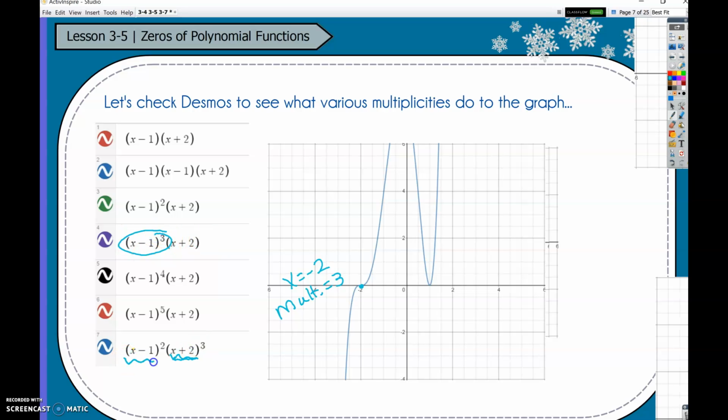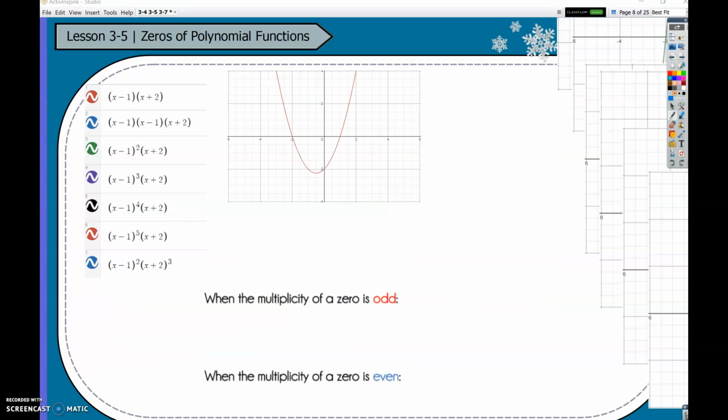But then we also have at x equals 1, our multiplicity is 2, and there it is doing that touch the x-axis at 1, but turn around and not go from positive to negative. So if you look at all those slides again or play around with them on Desmos yourself, there does tend to be a pattern. And here's what we're finding.